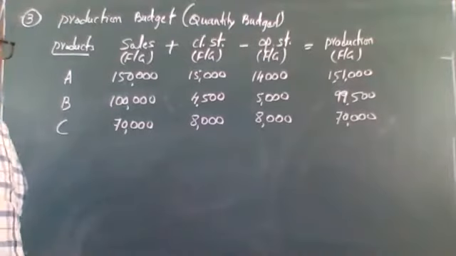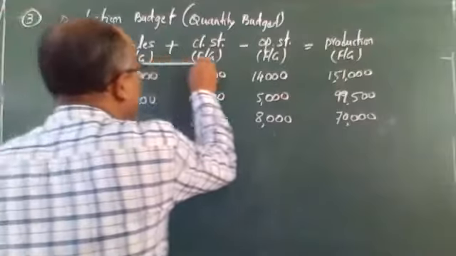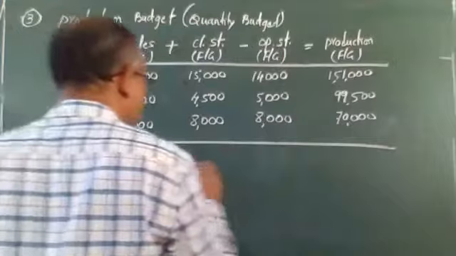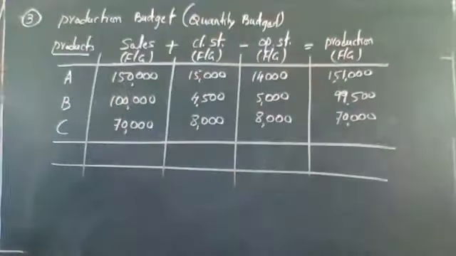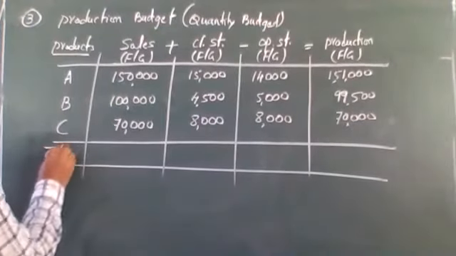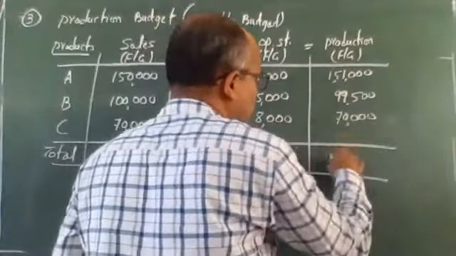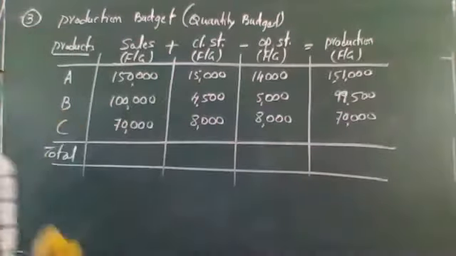In fact, you can actually take a total of this. The table goes like this. You can make a total of this and show. This is the production. All right. You can very well have a total column: the total sales, total closing stock, total opening stock, and total production. Simply add up and show it. I think I need not do that. Is it okay? Then proceed to the next question.